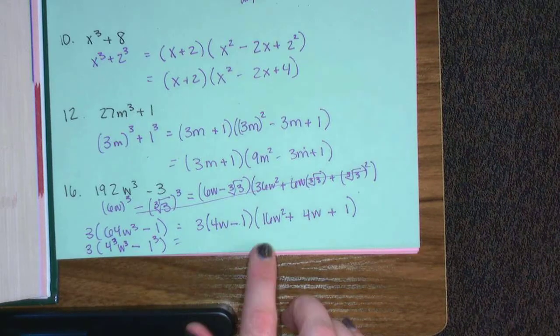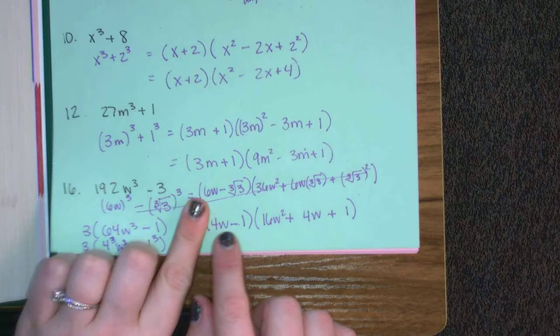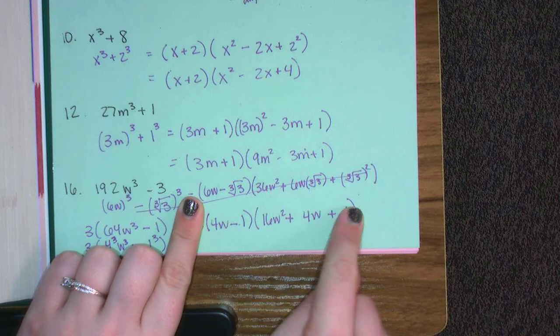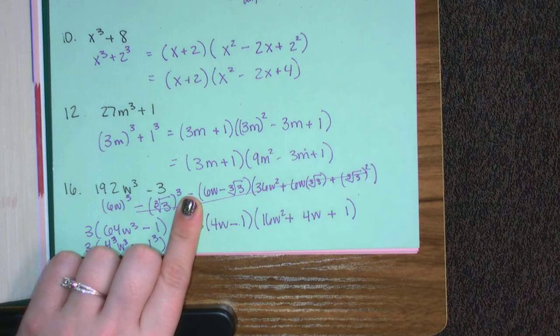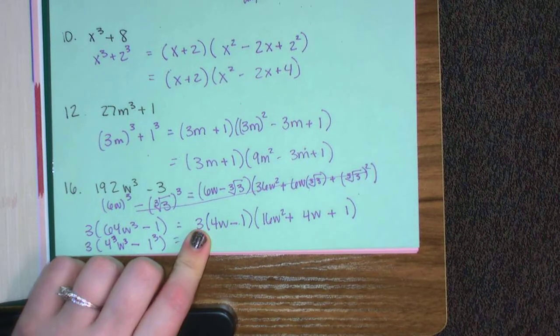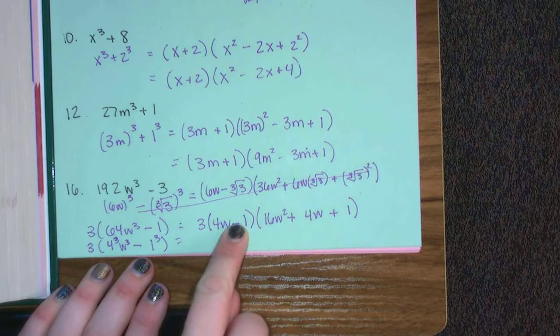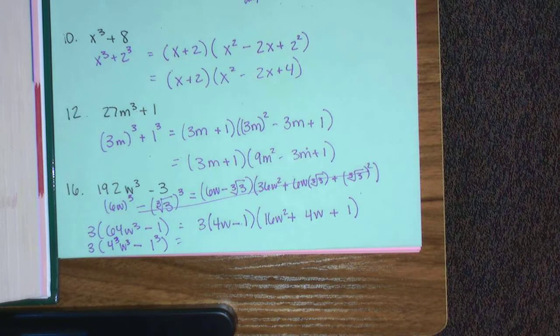So what I would do is ignore the 3 initially and do each piece here. Then I would simplify everything together, and then multiply it all by 3. You can do it the other way, too: multiply 3 times this stuff and then do it all through. It's really up to you. As long as you get everything in there, you can do it in whatever order you want.